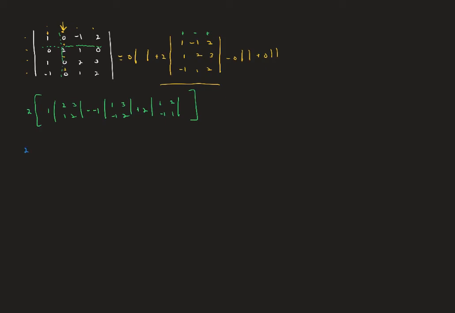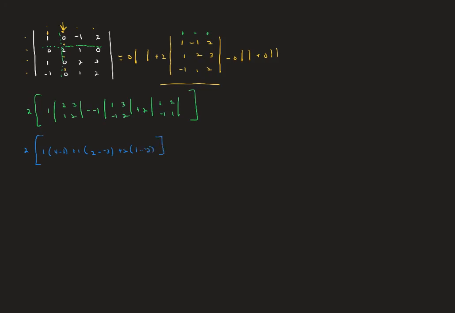So the 2 is still waiting outside. We're going to get 1 times, and that's going to be 4 minus 3. That's going down minus up. Minus negative 1 is a plus 1 times down minus up is 2 minus the negative 3. And then a plus 2 times, and that's going to be 1 minus negative 2.